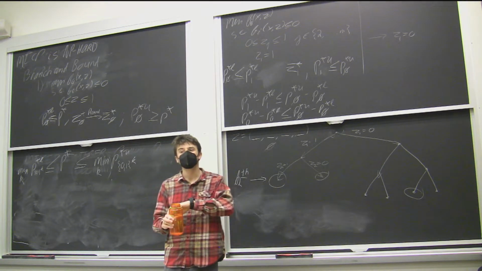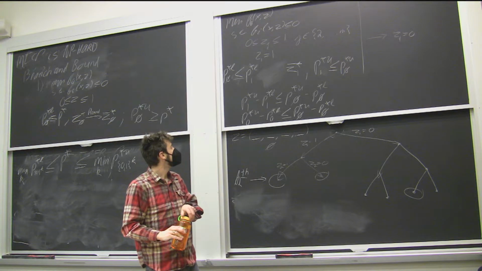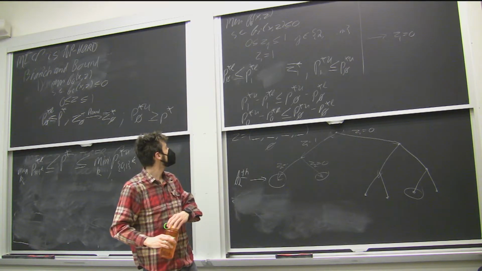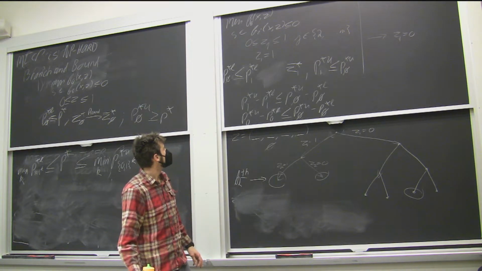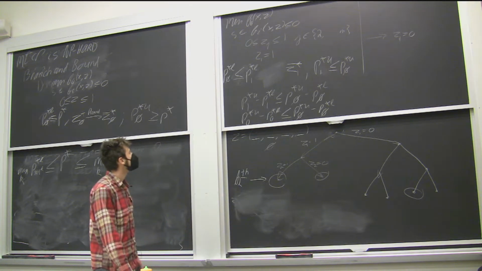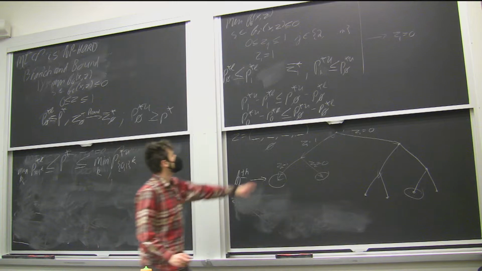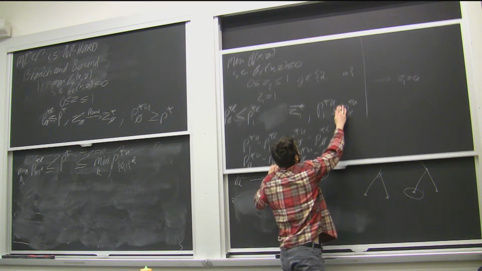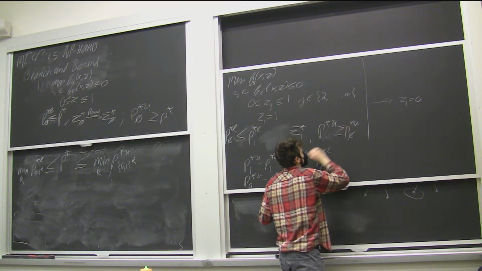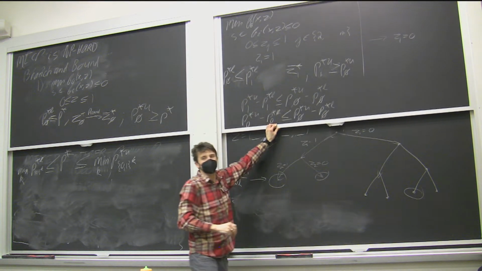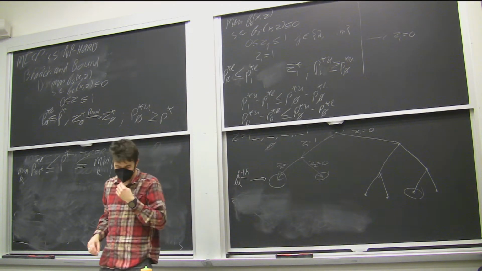Question? Is there not an error up there with P1 star upper bound less than or equal to P star upper bound empty set? Shouldn't it be backwards since P1 would have to be greater than? Yes, thank you. Sorry, there are a lot of signs that flip in this lecture, so thank you for keeping me honest.